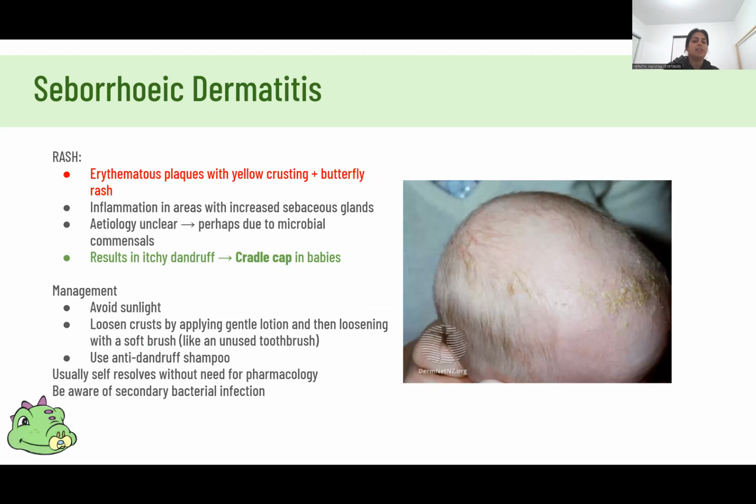And then seborrheic dermatitis, or cradle cap in babies, is essentially just a yellow crusting that forms due to inflammation in the sebaceous glands. There is some sort of microbial or infectious involvement, but etiology isn't entirely understood. Management-wise, in babies, for cradle cap, you can often loosen the little plaques off. You can use things like anti-dandruff shampoos as well. And it usually will self-resolve.